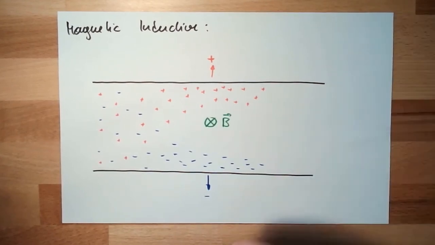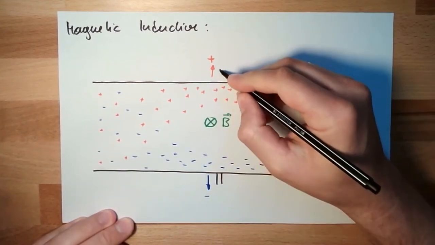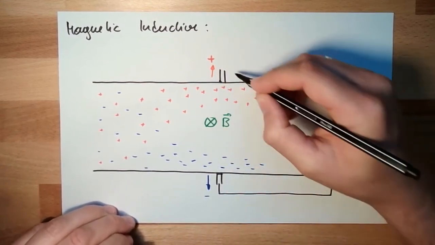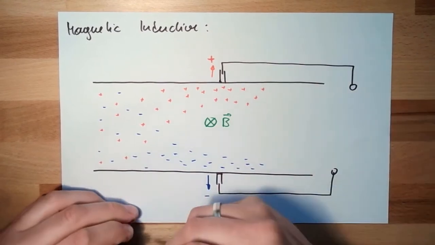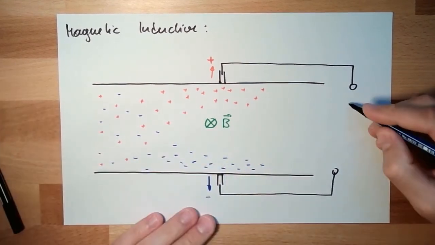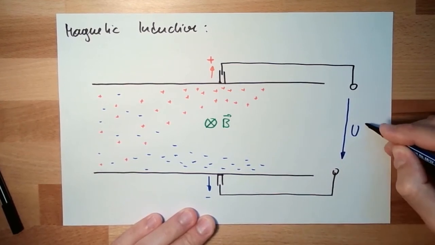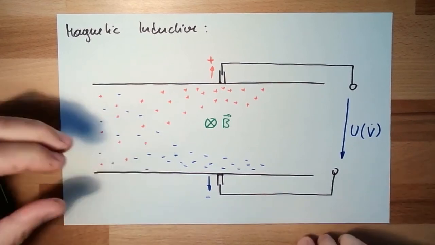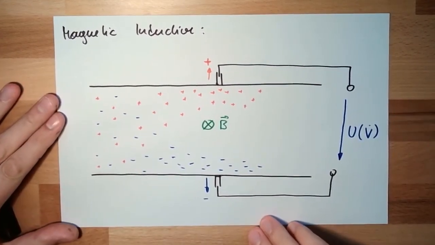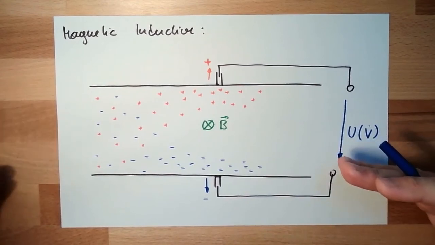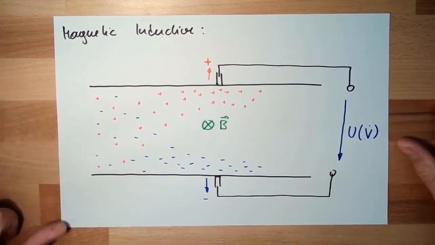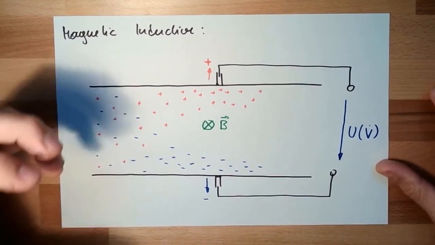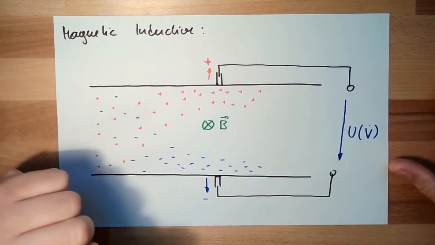This means if I now measure here and here, the voltage, I measure here voltage, which is a function of the flow rate. That's the principle of this sensor. Easy, right? Principle is easy. Magnetic inductive flow measurement.